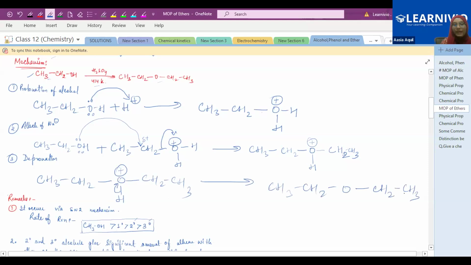Clear to everyone? The whole mechanism, each and every step. Yes. What about others? Aisha, Jibita, Safrina? Yes. Okay. Aisha, is it clear?